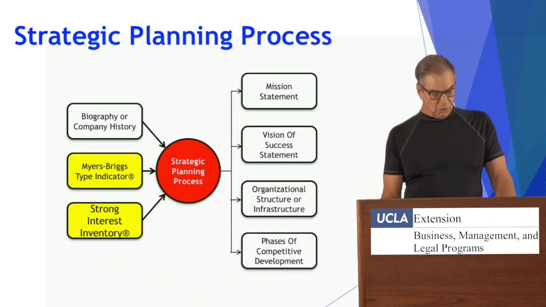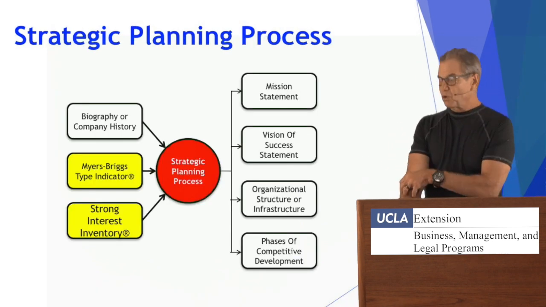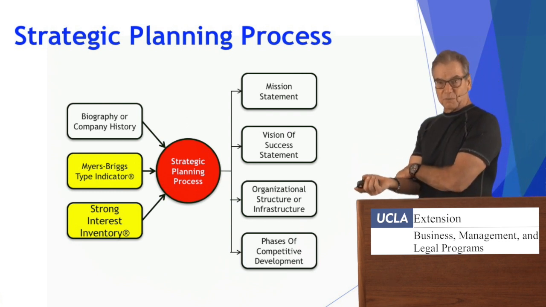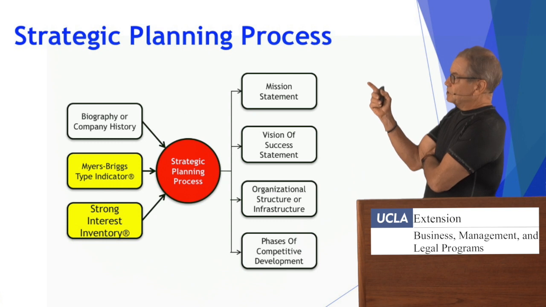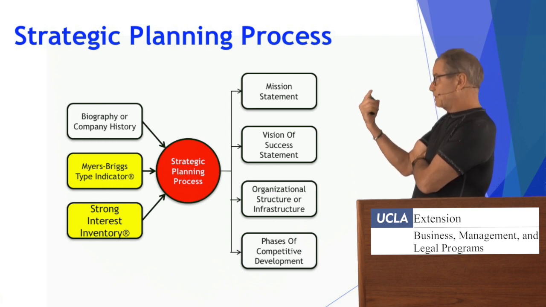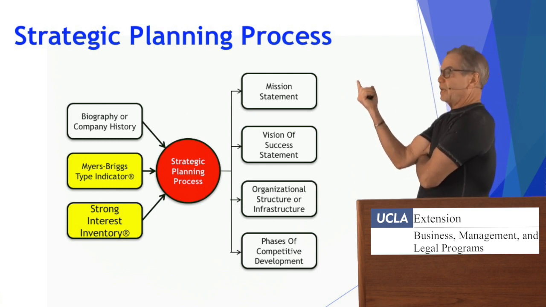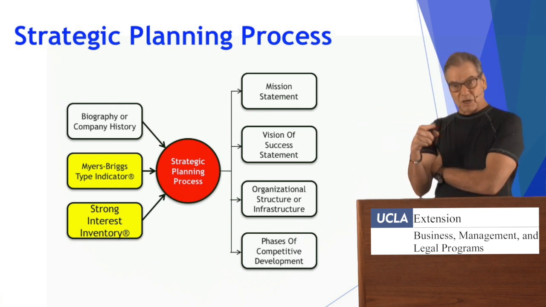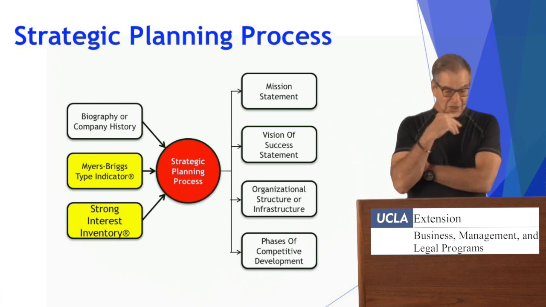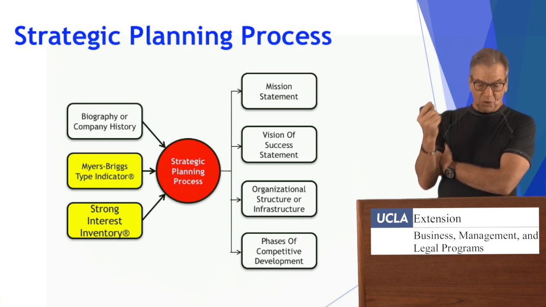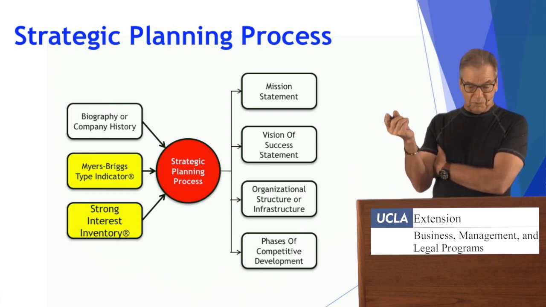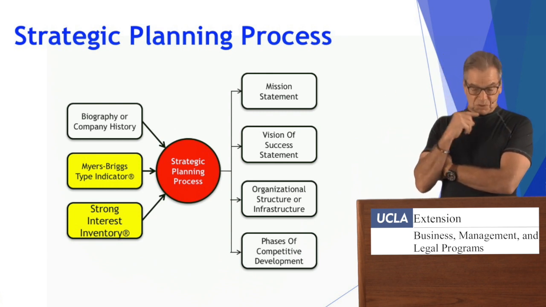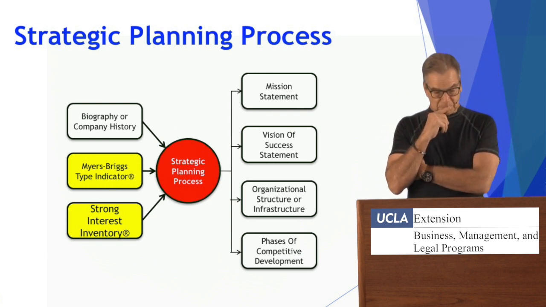So at this particular point, we just want to summarize the whole objective here. The next video you're going to watch is on how to write a biography. Now we can take the biography, the Strong Interest Inventory, and the Myers-Briggs Type Indicator, and that will feed into the strategic planning process, which is another video. And then from there, we're going to come up with our mission statement, our vision of success statement, our organizational structure, and our phase of competitive development.